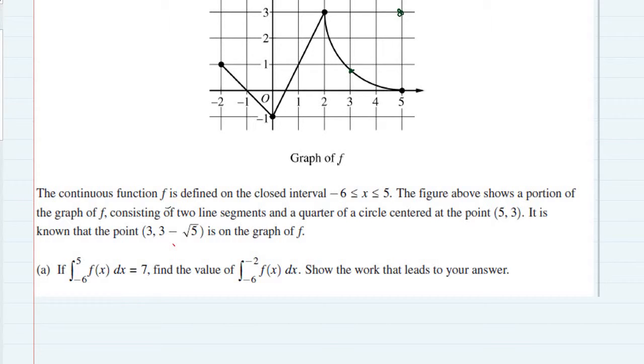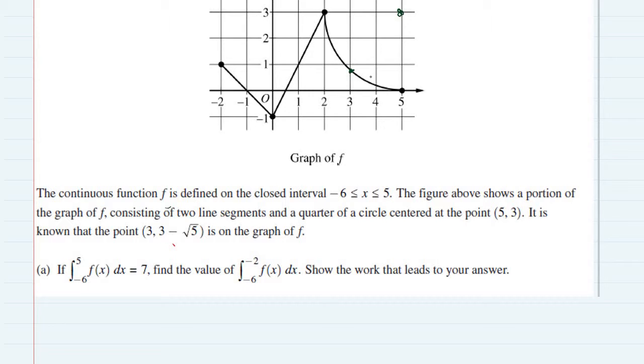Okay, here's problem A. It says if the integral from -6 to 5 of f of x dx is 7, find the value of the integral from -6 to -2 of f of x dx. Show the work that leads to your answer.